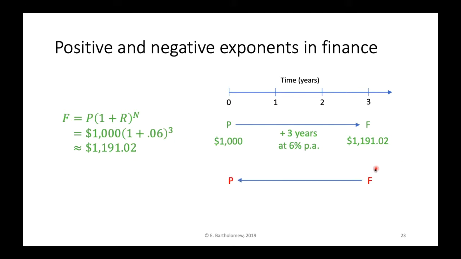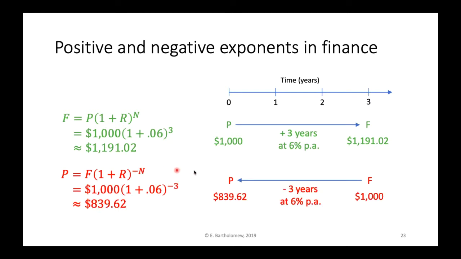Now, what if we were going the other way? So we had an amount here, and we want to go backwards. So in that case, we're going to use the negative exponent, or treat n as a negative exponent. Either works. And so we're going from $1,000 minus 3 years at 6%, and we plug that into the formula, and we get 839.62. So essentially, that's saying this is the amount that we would need, that if we went back forward again, we'd get 1,000.